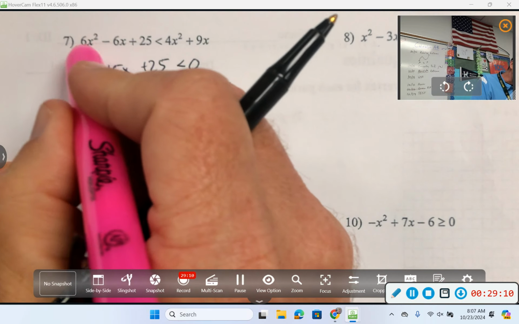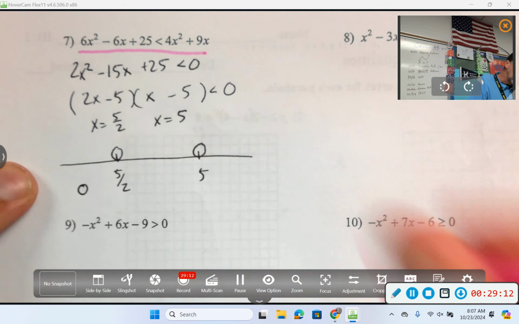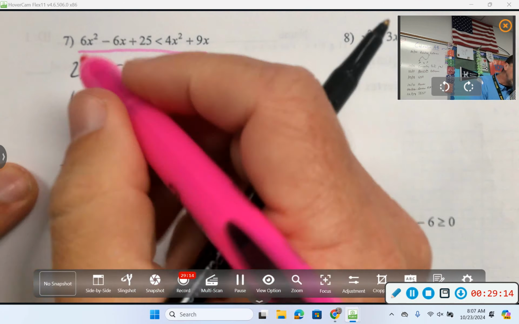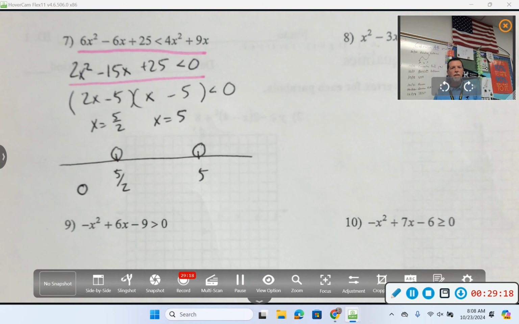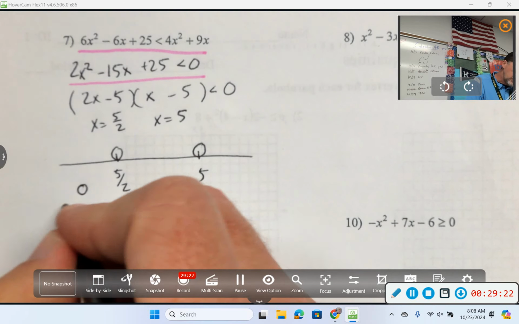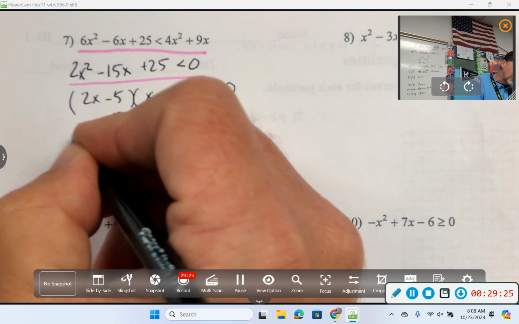I still think I want to check 0 in the original. Oh, is that going to change? No, you can still check it in this one. Either way, it should be the same. In fact, either way, I get 25 is less than 0, which is not true.